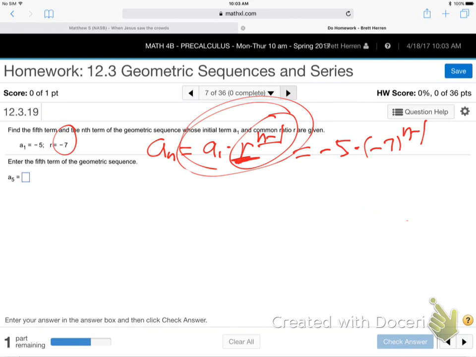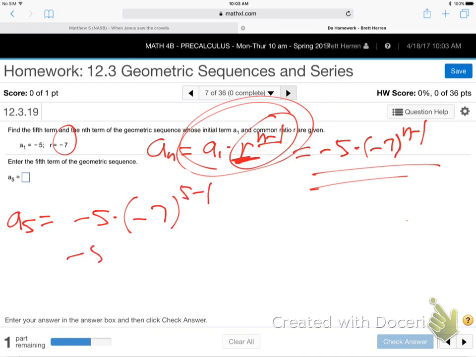So there's the general formula. And then they want the fifth term. So we plug in a 5. So minus 5 times minus 7 to the 5 minus 1. Minus 5 times minus 7 to the 4. Minus 5. And that's the same number we did in 2401 again, huh?